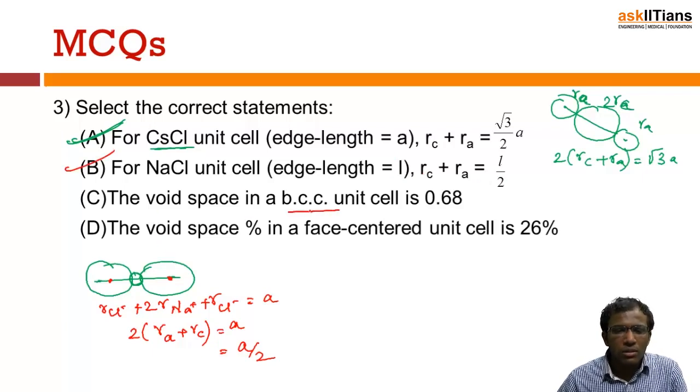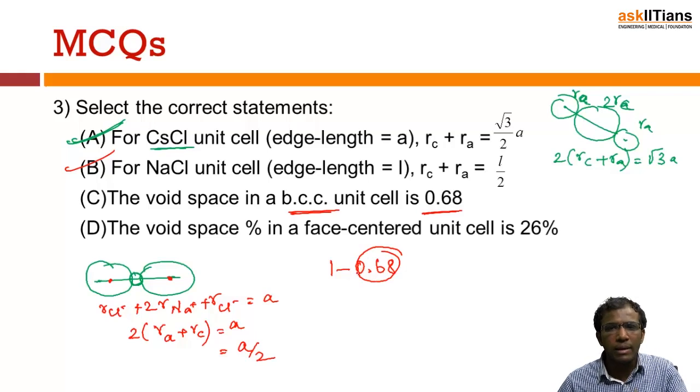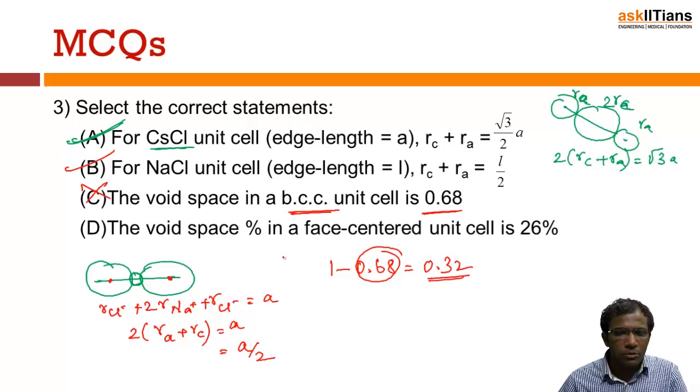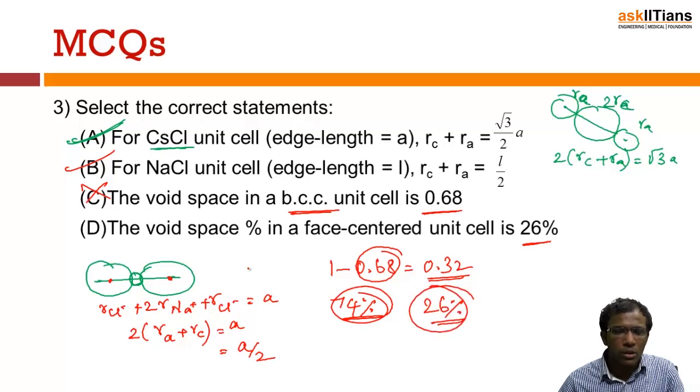So the void space in BCC unit cell is 0.68. No, in BCC unit cell the void space is 1 minus 0.68, because this 0.68 is the fraction occupied by the atoms. So the void space will be 0.32. So this is false. The void space percentage in face centered cubic unit cell is 26%. In face centered unit cell, 74% of the space is occupied by the atoms, and only the remaining 26% is void space. So the void space is 26%, which is right. So A, B, D are the correct answers.